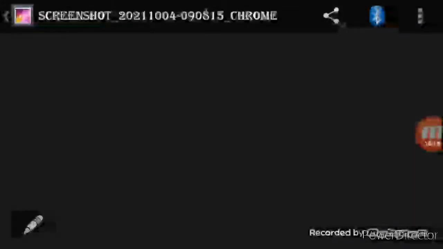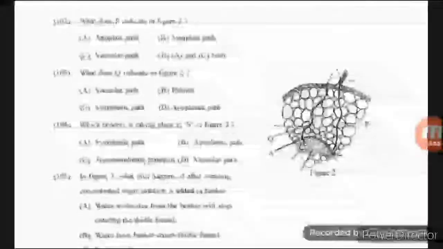So here again, another question they have asked based on the figure. Based on the figure, they have asked question number 102. In question number 102 they have asked, what does P indicate in figure 2? What does it tell you about?